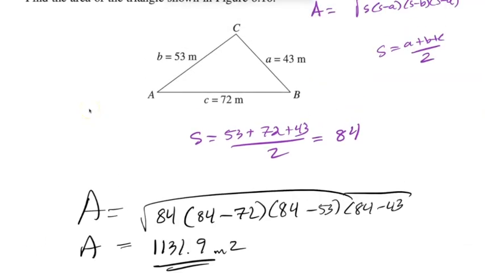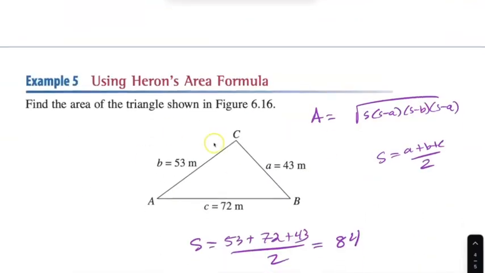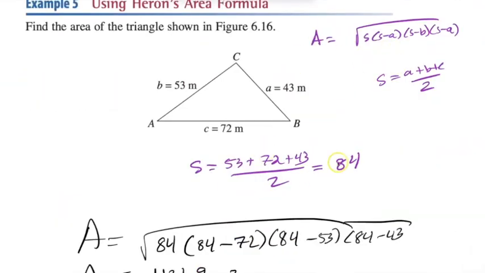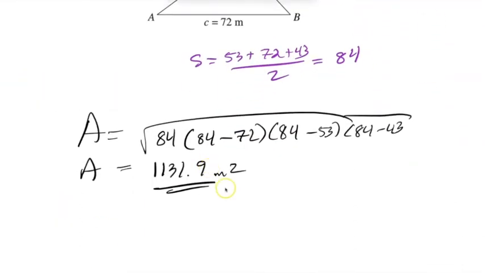That's Heron's formula. Pretty crazy formula. It's pretty straightforward. All you need is all the sides. But all you do is plug it in, find your s, and once you have your s, plug it into the equation, and you're done. So that's our third area of a triangle formula.